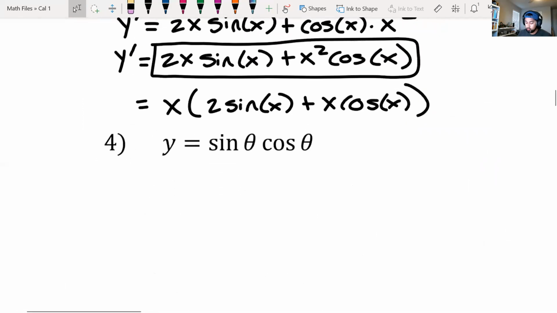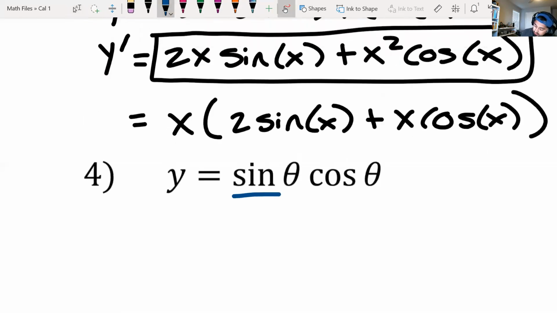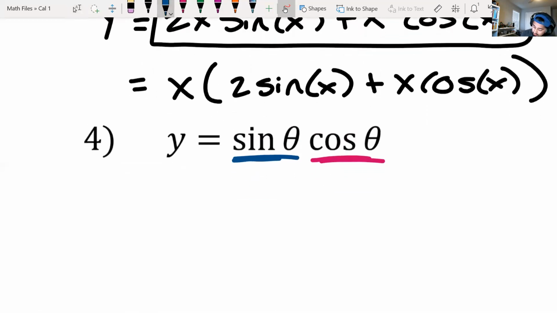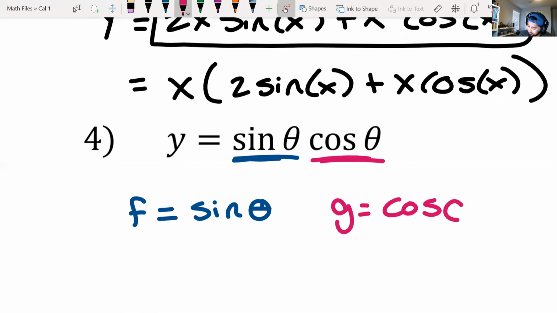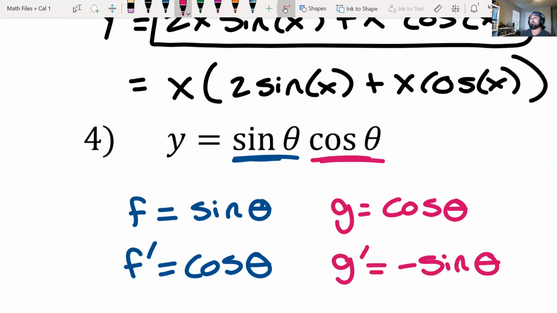Number 4, product rule. Sine theta will be my f. Cosine theta will be my g. So here, f equals the sine of theta, g equals cosine theta. And now derivative of f is cosine theta, like we saw in the last one. And what is the derivative of cosine? Negative sine theta. Okay.